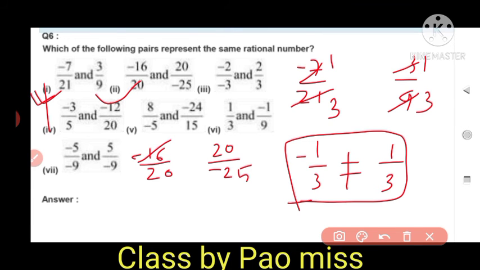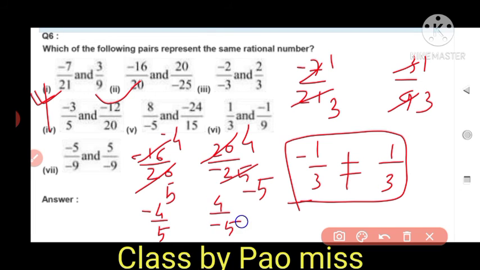Now you can cancel this. 4 4s are 16 and 4 5s are 20. Now again this will cancel with 5. 5 4s are 20 and 5 5s are 25, and here it is minus and here also minus. That means what we got? Minus 4 upon 5 and 4 upon minus 5. Now both are negative, means these are equal. Okay, second one will be what? Equal. Hope you have understood. In this way you will do.